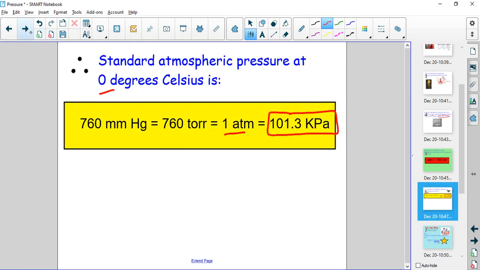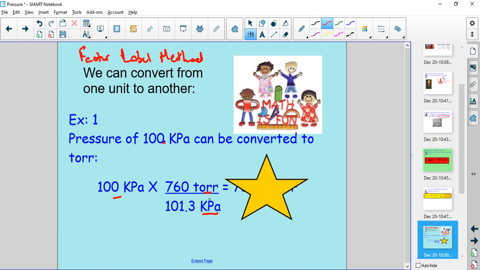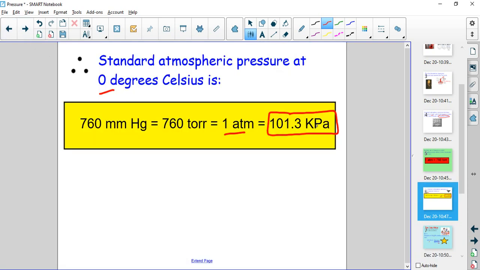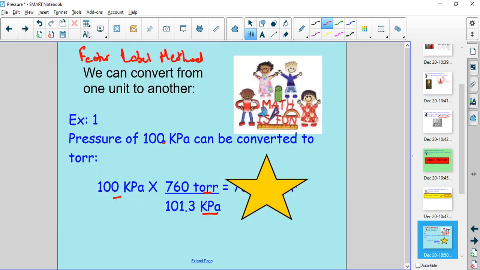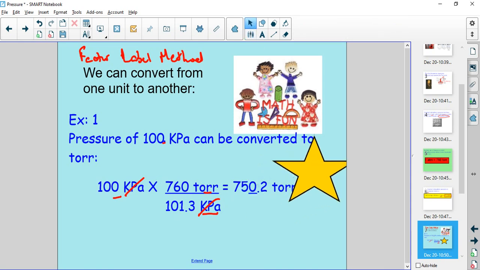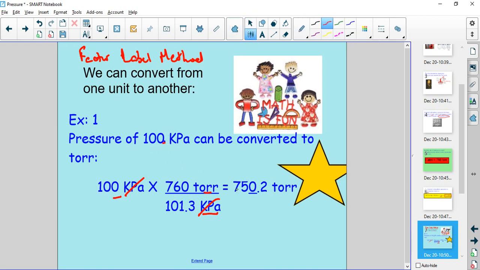So 760 is torr, so you write 760 torr. And 101.3 is kilopascals. Notice kilopascal cancels out. You do the math, 100 times 760 divided by 101.3, and here is your answer: 750.2 torr. Since there are 3 sig figs because of that period there, you just leave it at 750. So I've underlined that sig fig. There should be a 0 here, but there you go.